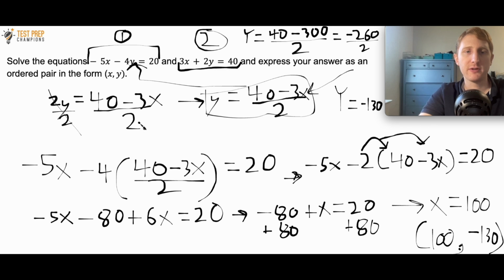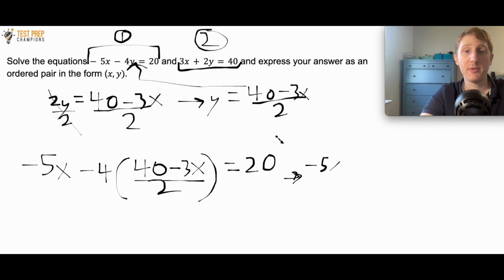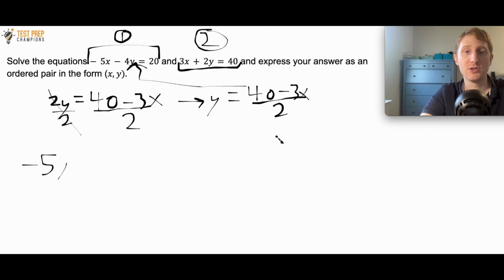Now, of course, in your first step, you might have picked a different equation than I did, you might have picked a different variable than I did. But as long as you got 100 and negative 130 using the substitution method, then consider that you got the right answer. Let me rewind and show you now how you could do this using elimination.